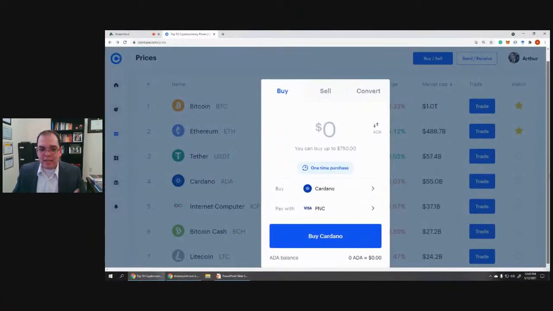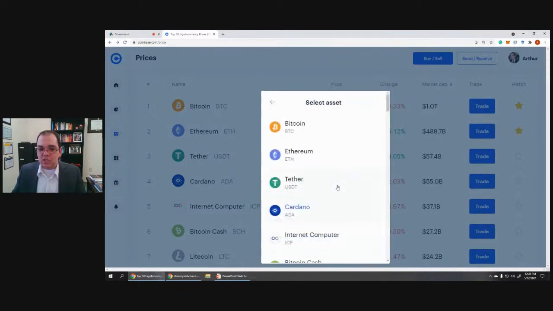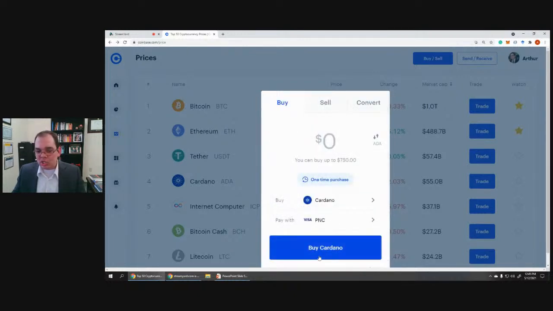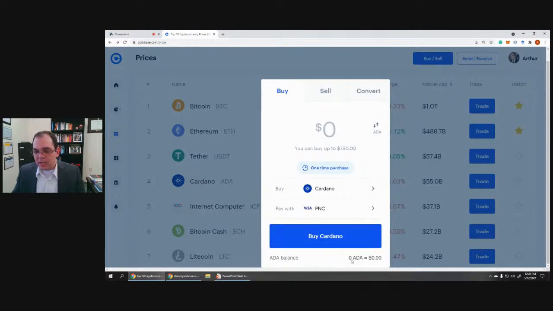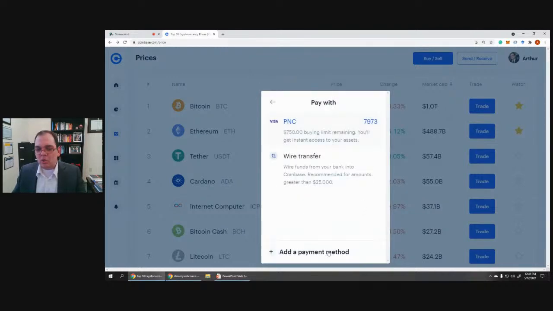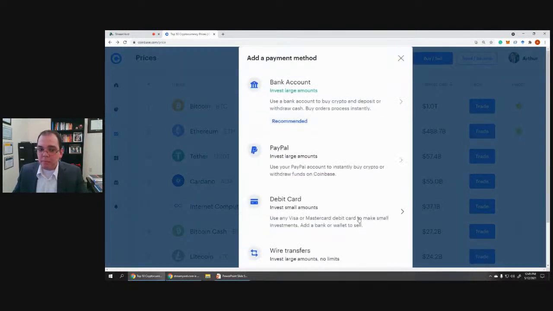Now, let's say I want to buy cryptocurrencies. I click on this button. You have a list of cryptocurrencies you can buy. I select the fourth one. You can see here how I have 0 balance. I never purchased Cardano before. So how do I buy now? You can select payment method. Like I have my bank here, PNC, but you can also buy using PayPal, bank accounts, debit cards, wire transfer. You can add any payment you want to.